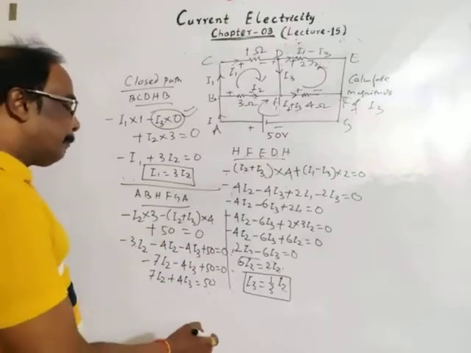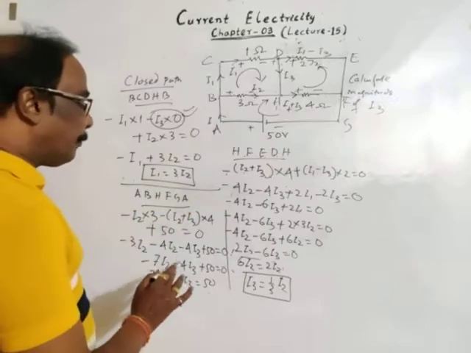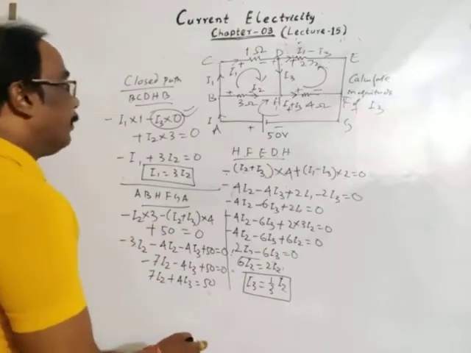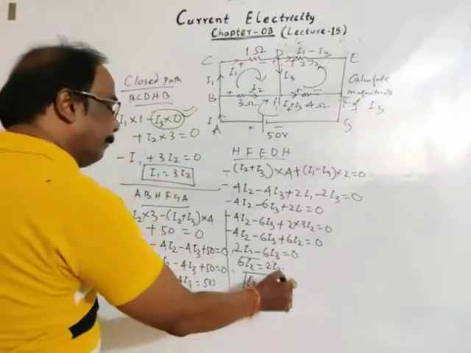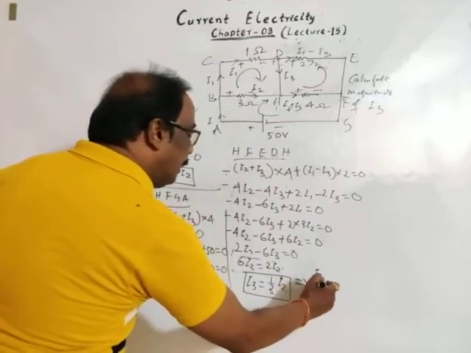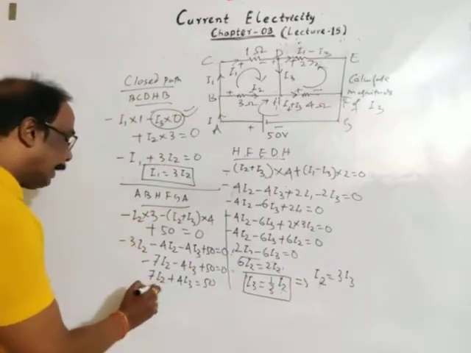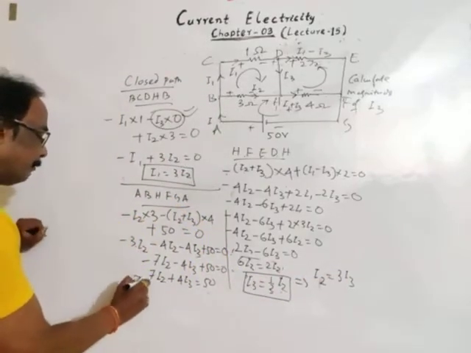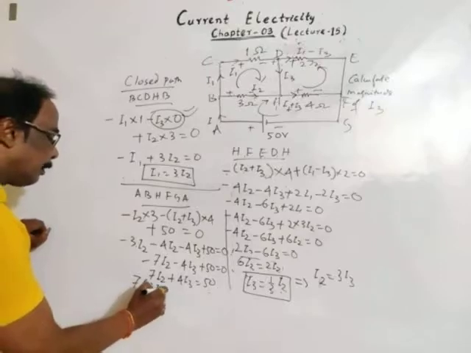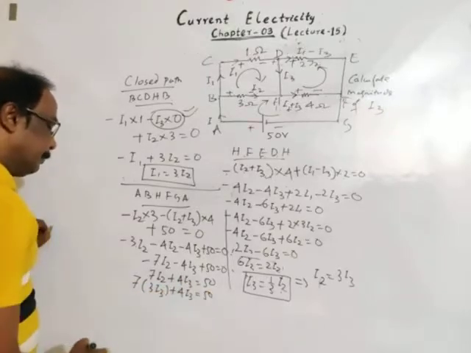In place of I2, have we got any relation? We have to calculate I3. Then here, I2 is equal to 3I3. I2 is equal to 3I3, put here. 7 into 3I3 plus 4I3 is equal to 50.